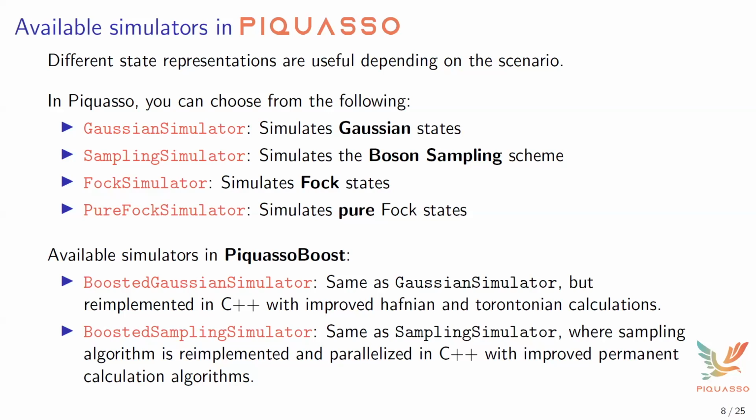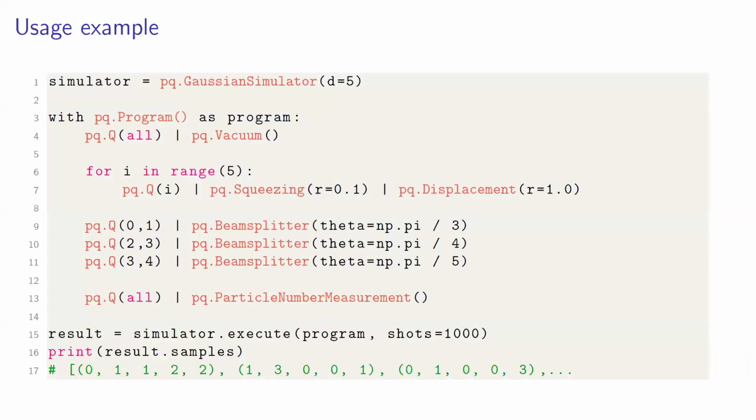There are also simulators available in the Piquasso Boost plugin. The Piquasso Boost plugin implements the Gaussian simulator, called the boosted Gaussian simulator. It has been re-implemented in C++, so it is much faster. The sampling simulator is also re-implemented with an improved permanent calculation algorithm.